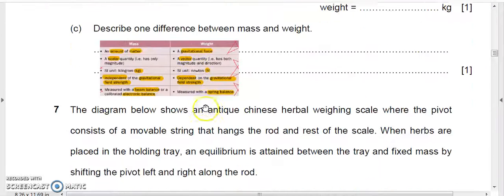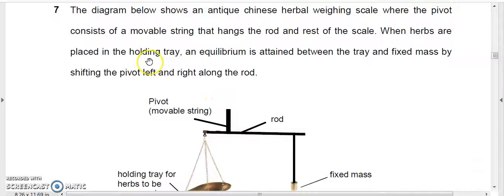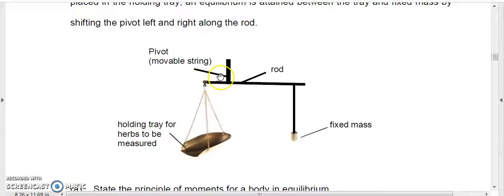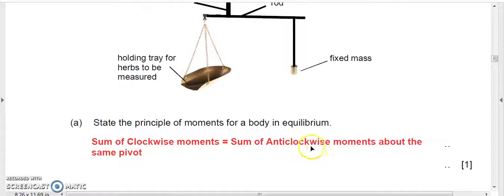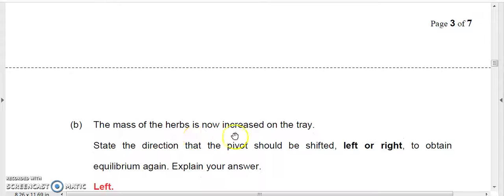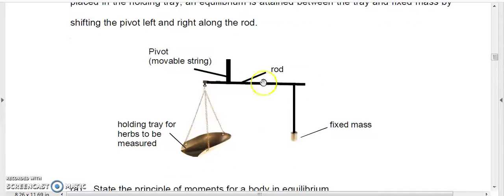Okay, question 7. The diagram below shows an antique Chinese weighing scale. So over here, basically at this pivot, this string here can move left and right. So state the principle of moments: the sum of anti-clockwise moments equals the sum of clockwise moments. You have to say this about the same pivot. Okay, so for question B, they say if I increase the mass of herbs on the tray, in what direction should the pivot be shifted, left or right? So you can see here, just like what I said, this is a movable string. You can actually move it left, right, left, right.